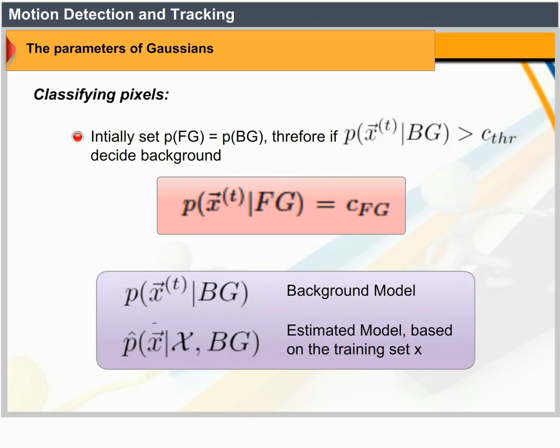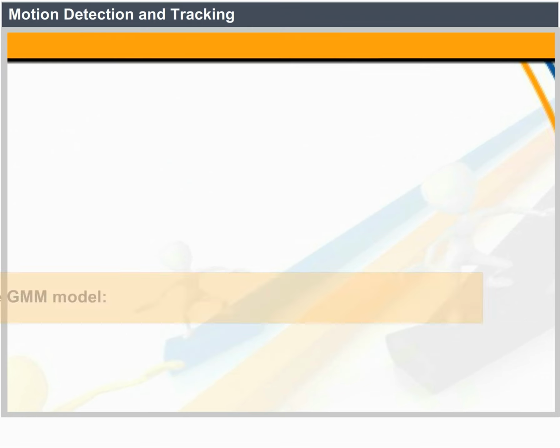Probability of x vector power t given background model, P cap of x vector given chi, bg, equals the estimated model based on the training set chi. The GMM model.